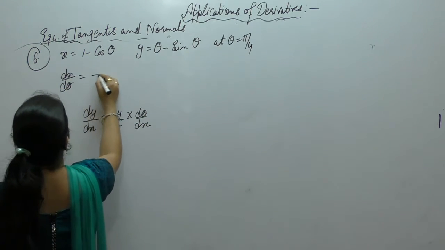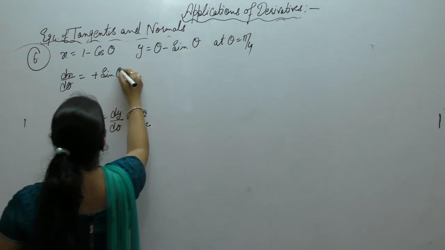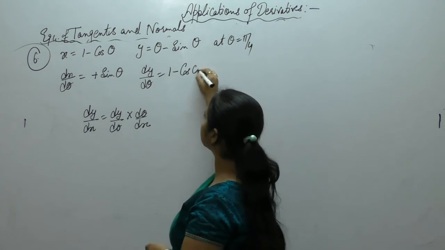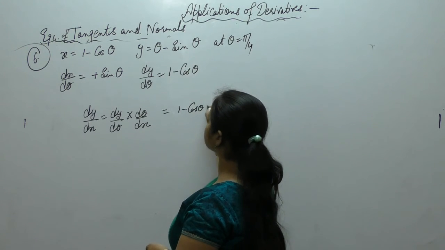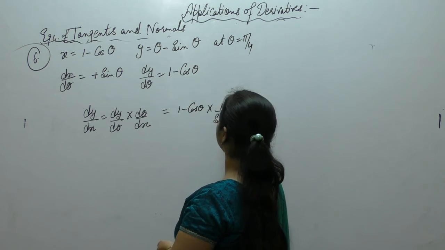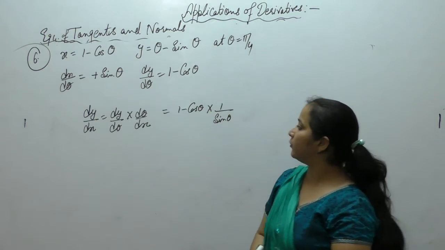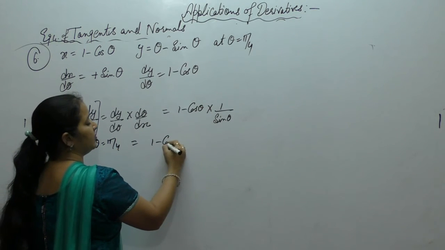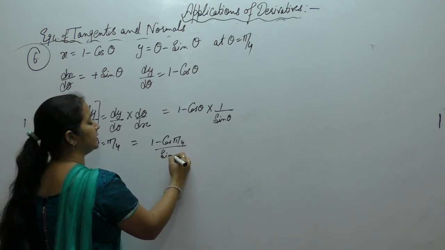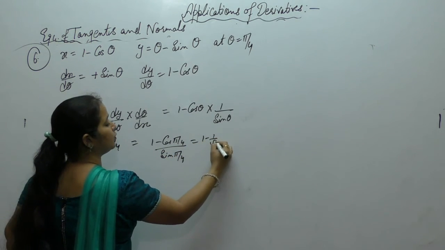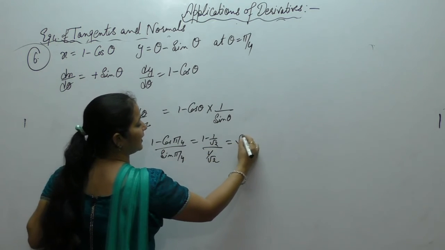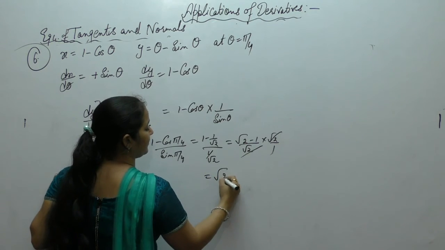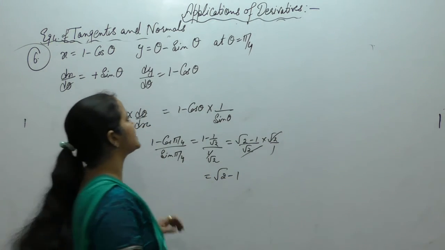Derivative of 1 is 0, derivative of cos is minus sin. Derivative of theta is 1, sin is cos. So dy upon dx is 1 minus cos theta upon sin theta. Clear? Now we want to find the value of the slope at theta is equals to pi by 4. 1 minus cos pi by 4. Cos pi by 4 is 1 by root 2. Sin pi by 4 is also 1 by root 2. So we get dy upon dx is equals to root 2 minus 1.